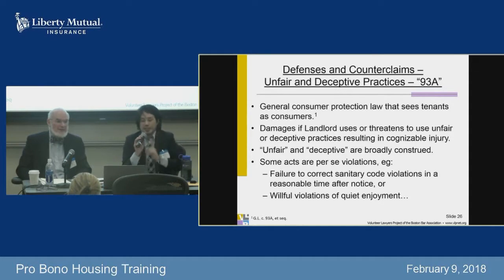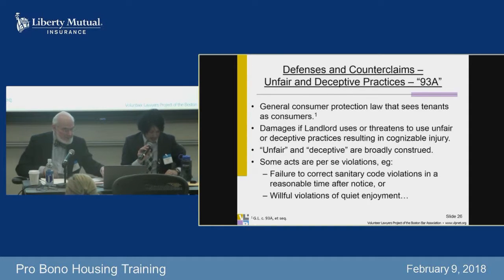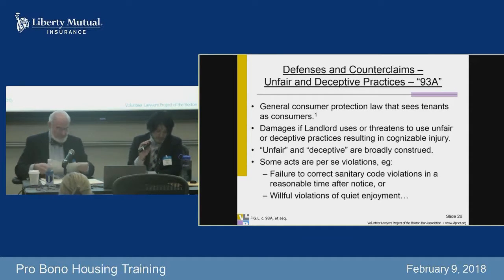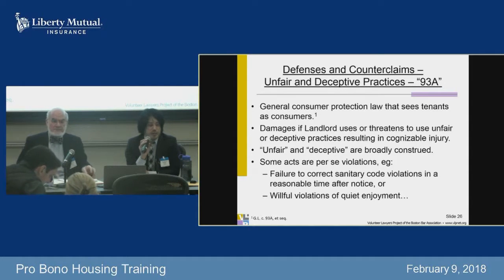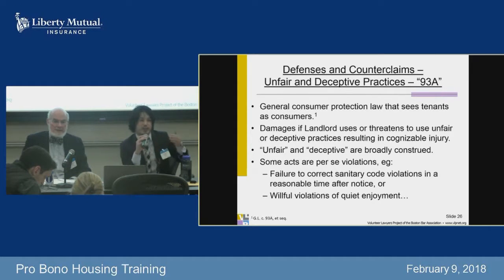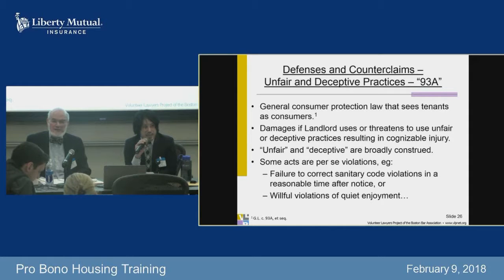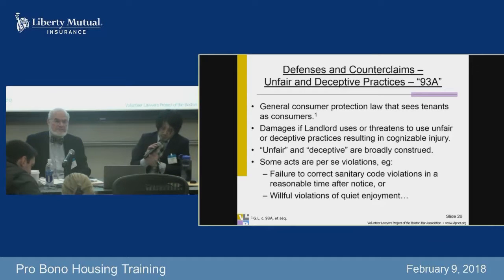Okay. So another claim is going to be unfair and deceptive practices under General Laws, Chapter 93A, and we shorthand that just to 93A. So 93A is a general consumer protection law, and it sees tenants as consumers of a commercial service or good and landlords as a provider of a commercial service or good. So that's how tenants are protected under this general consumer statute. So damages are going to attach here when the landlord uses or threatens to use unfair or deceptive practices, right, that result in a cognizable injury. And the terms unfair and deceptive are really broadly construed.